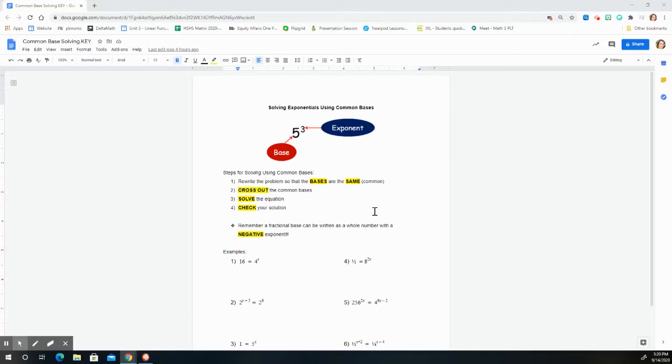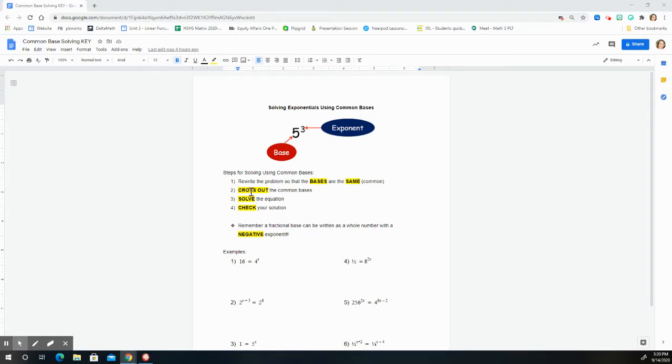Hey guys, today we are going to solve exponentials using common bases. So remember, the base is the big number. Sometimes it is a variable, and then the exponent is the little one that's kind of off and up to the side. So step one is going to be rewrite the problem so that the bases are the same. In other words, they're common.